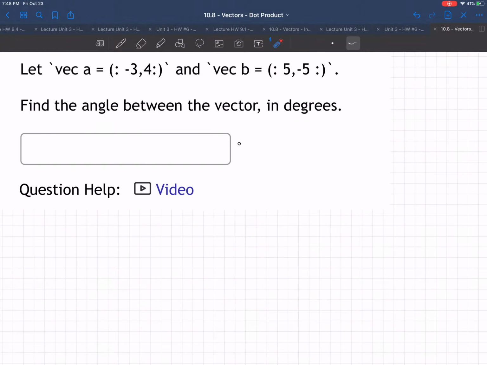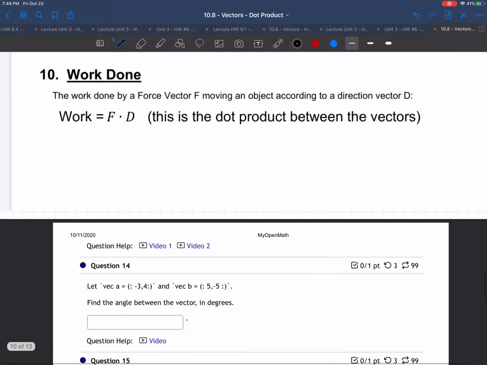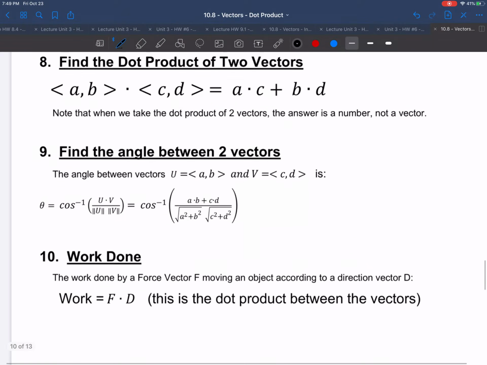In this example, we have vector A and vector B, and we're supposed to find the angle between the vectors in degrees. How do we do that? Well, we have a formula. Let me see if I can find it here. There it is.